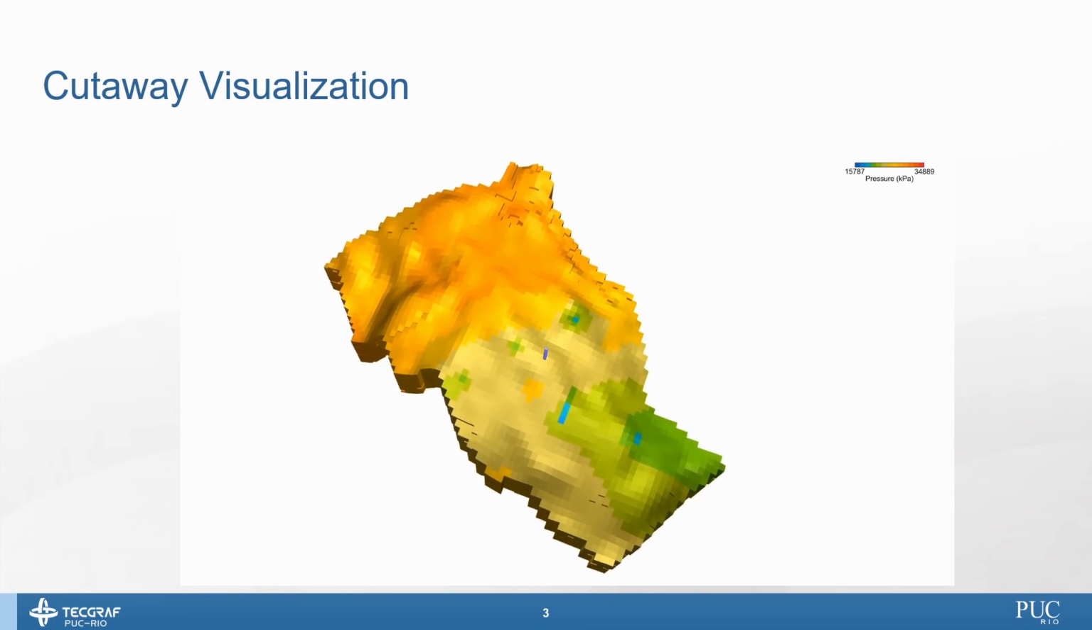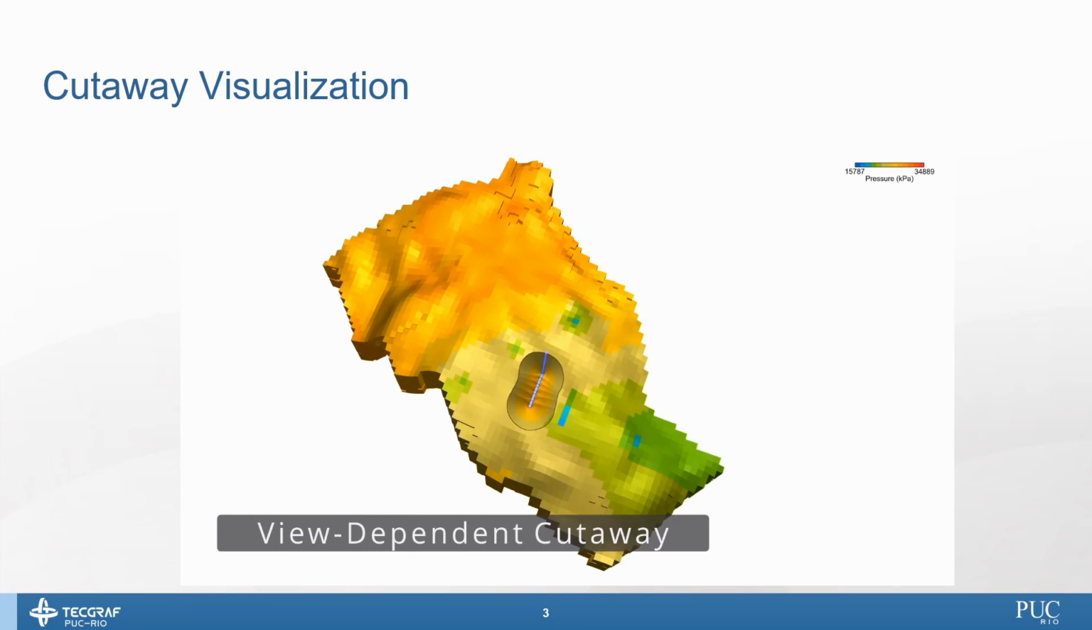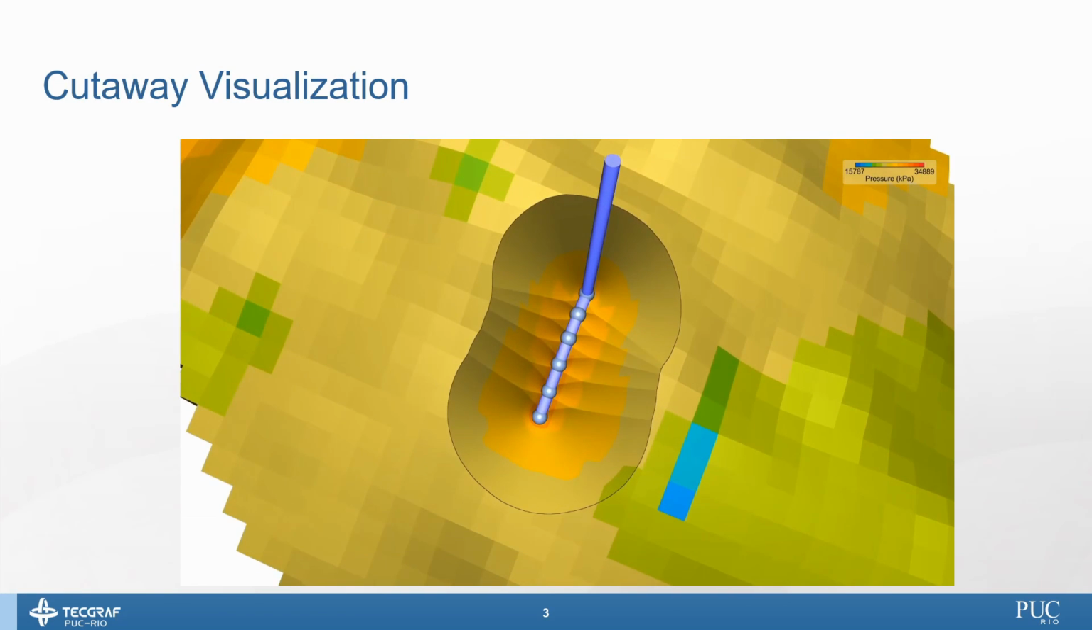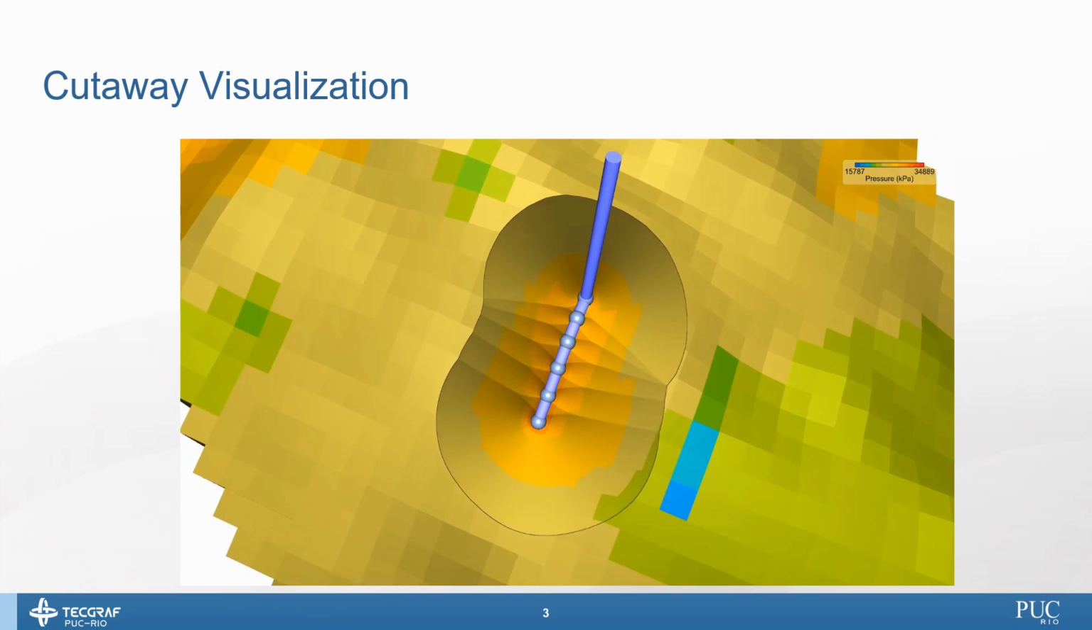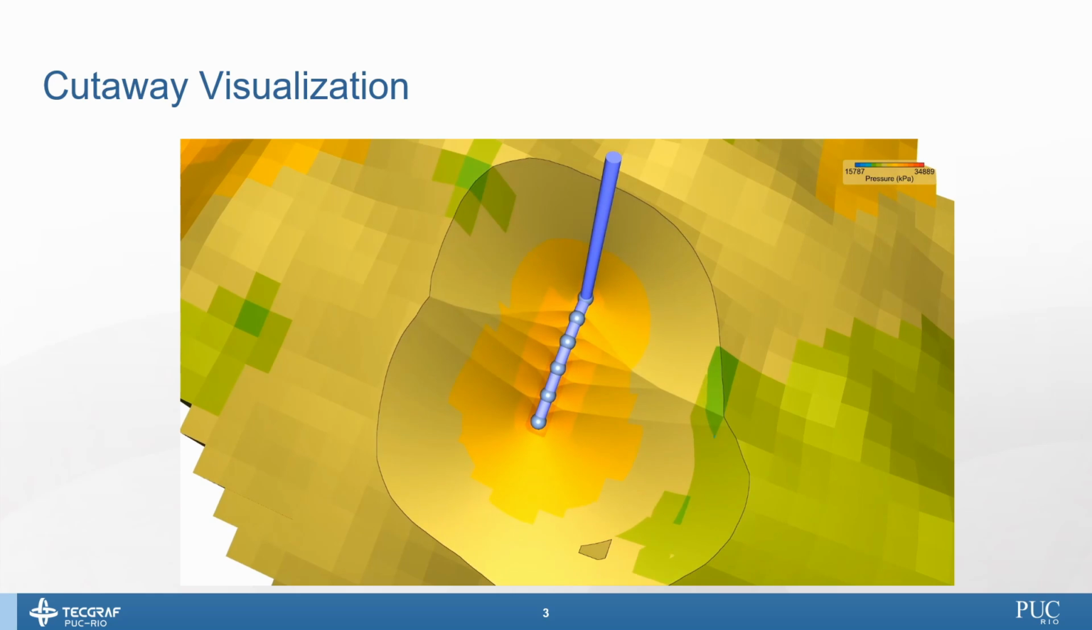For this reason, we propose the following cutaway visualization, where users can select one or more wells as objects of interest to apply the cutaway. A well here is represented by cylinders that follow the well trajectory.